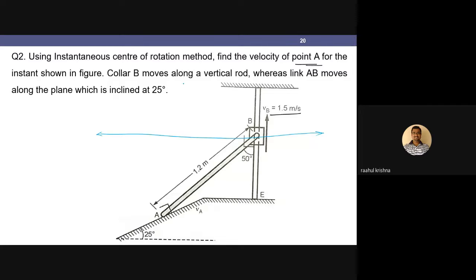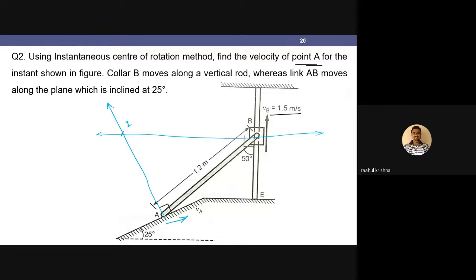Now, what is the direction of the velocity vector of point A? Upwards, along the moving angle. So for A, the velocity vector will be in this direction, and I have to make a perpendicular to this. Now this is my ICR, the instantaneous center of rotation for link AB. Now I have to get the angles.